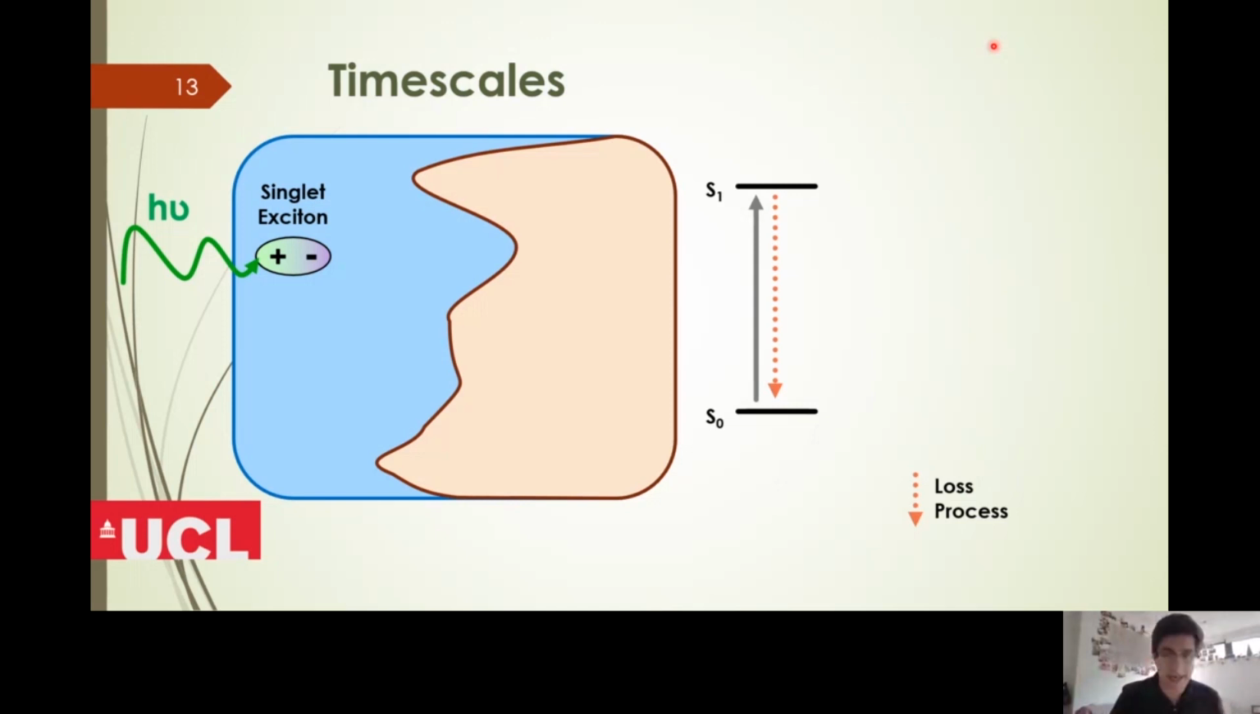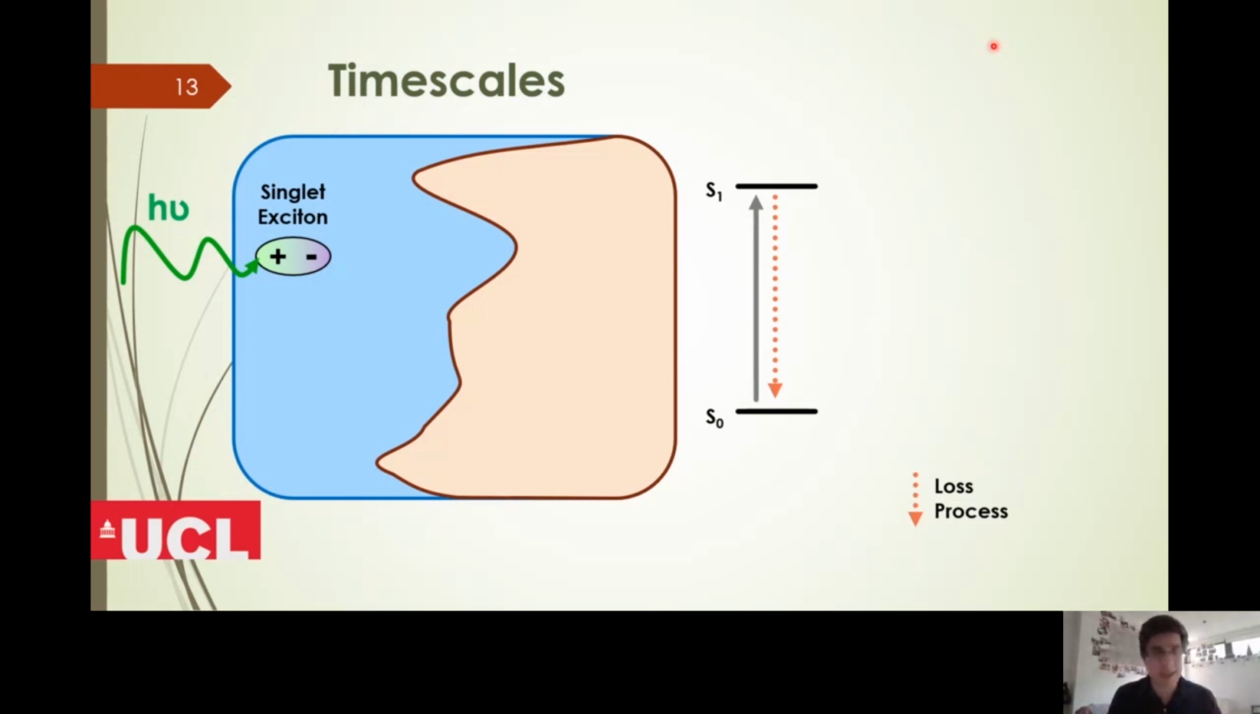The main difference between inorganic and organic is that organic materials have a very high exciton binding energy because the electronic permittivity is quite low. So the exciton binding energy is quite high, and that's why they are not able to absorb some light, create an exciton, and separate the charges. Organic materials need an interface, a donor-acceptor interface, in order to split those charges.